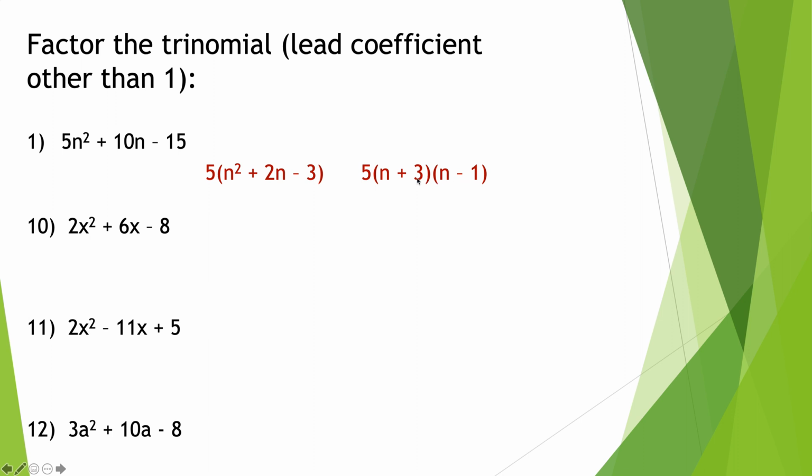So if I distribute back, I would check myself. Very quickly, n times n is n squared, n times negative 1 is negative 1n, 3 times n is 3n's, negative 1n and 3n's add up to 2n's, and 3 times negative 1 is negative 3. And then if I multiply that by 5, I would get 5n squared plus 10n minus 15. Okay, so you try number 10 now. Go ahead. And when I answer it, I'll use graphing calculator to help us.